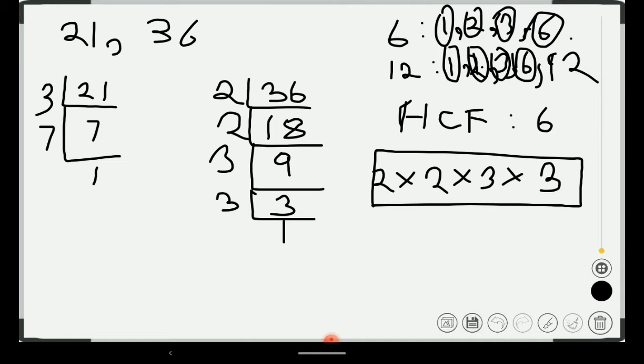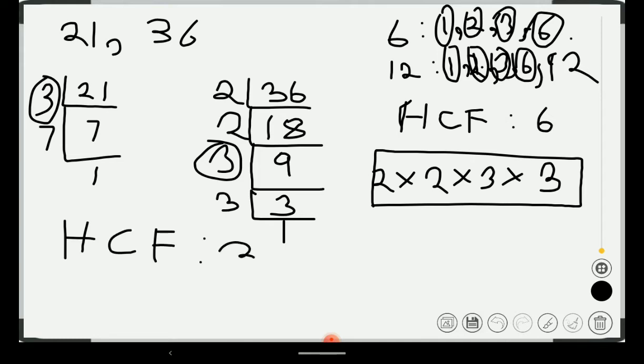Now, to find their HCF, as you can see, here is 3 and here is 3. So, their HCF is 3. But you might be thinking that we should always get prime numbers when we find their HCF. No. Let me take another example. So, let's take 24 and 36.